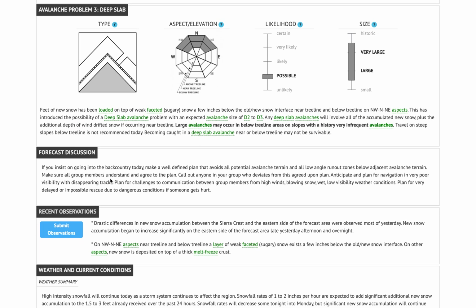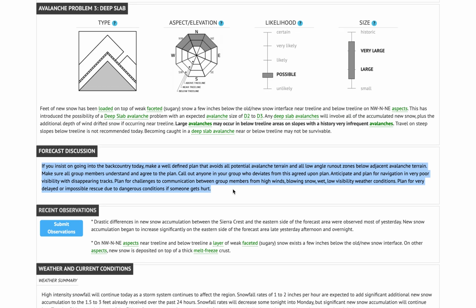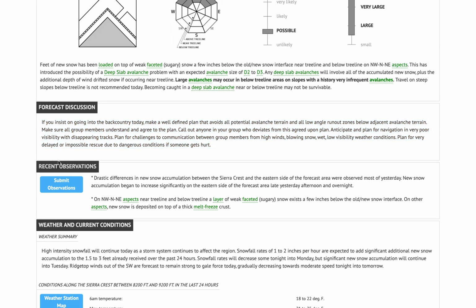Then you have the forecast discussion. This is similar to the bottom line, but it expands upon that a little bit more and tells you a bit more about what the snow is going to do, what the weather is going to do, and what kind of terrain you should select. Then the next is the observations section.